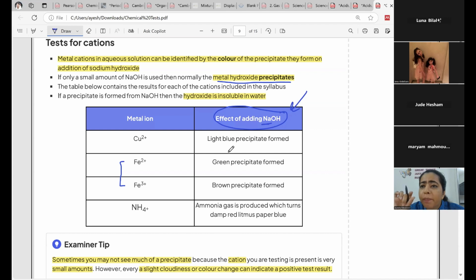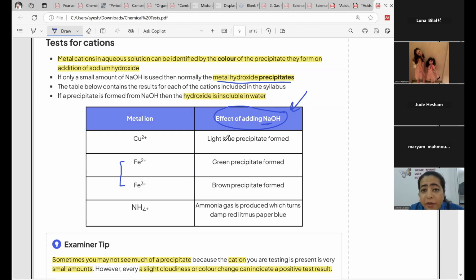If you are not able to see most of the solid, only a few crystals or only a few precipitates, it means it is still the formation of the precipitate. So you will be able to see the color. But if you don't have enough precipitate, a small quantity of the precipitate is also going to confirm the positive test result. It means there is a cation present in the solution. So it might be light blue, white color, something like that.